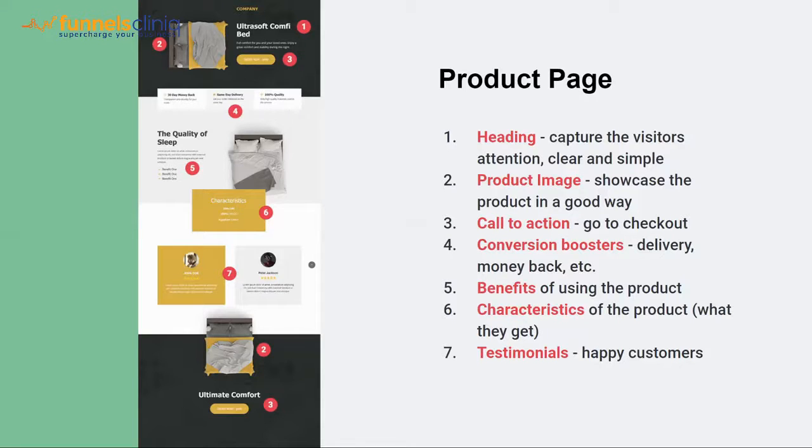Then we have the product image. Obviously that depends on what kind of product you are selling, but if it is some kind of physical product like in this case, you have to highlight the product in the best possible way, so pick a really nice image for that. Or if you have something else, maybe you can add a video as well.